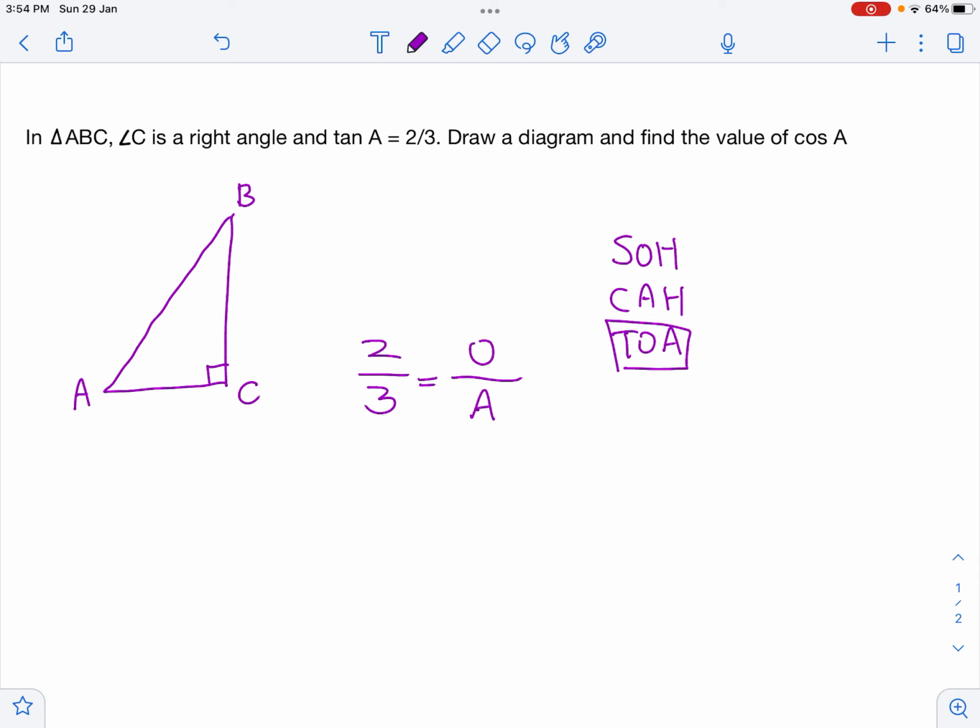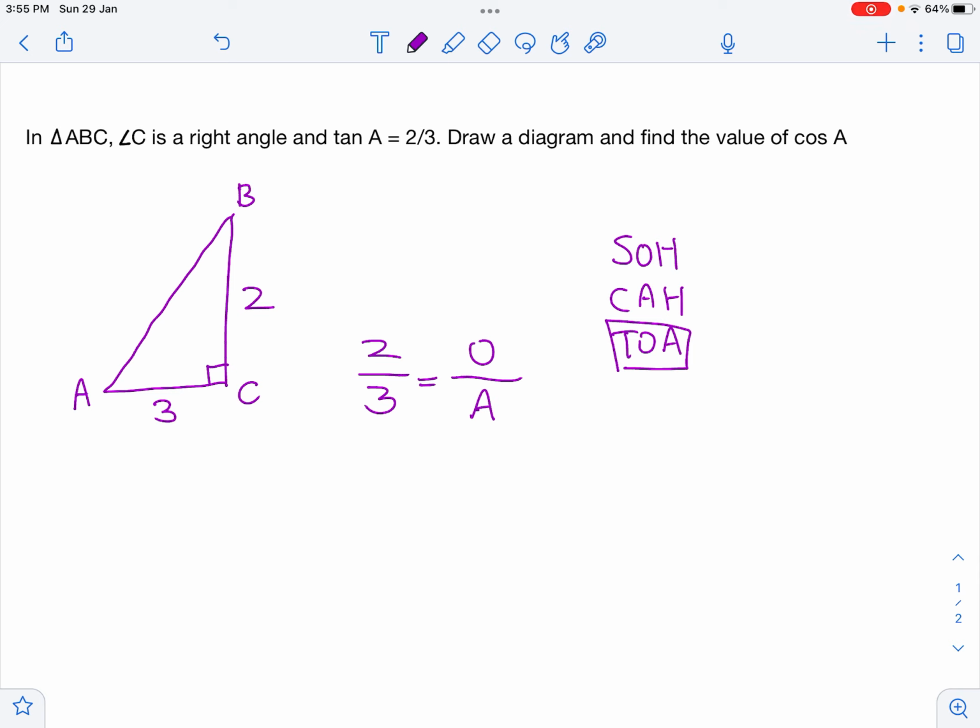Now what is opposite of A? Well, this side here is opposite of A, so I can write that as 2. And what's adjacent to A? Well, this side here is adjacent, so I write this as 3. Now I finished drawing my diagram. Now I want to find the value of cos A.